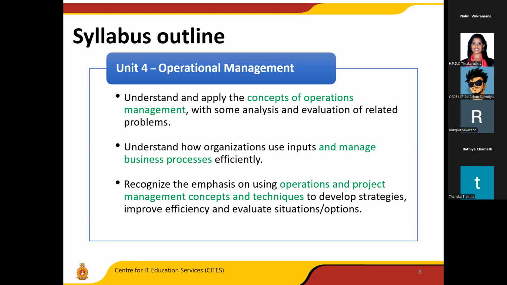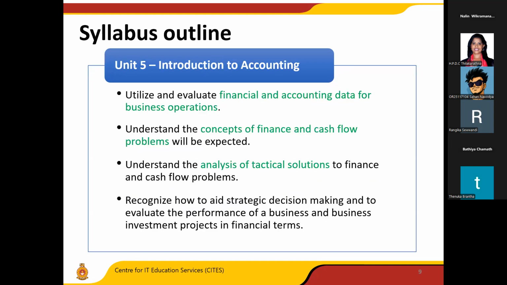Finally, in unit 5, we discuss finance and accounting. So you need to understand how cash inflows and cash outflows occur in a business. In this unit, we cover the evaluation of financial and accounting data, financial concepts, different financial strategies and statements, and strategies for solving financial problems. So this unit will help you understand how businesses manage money.